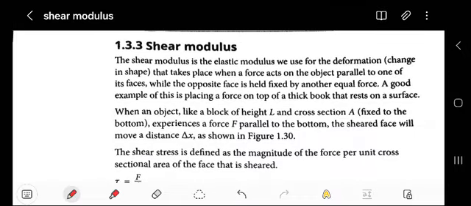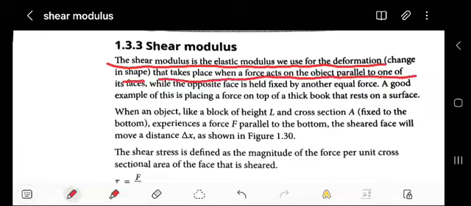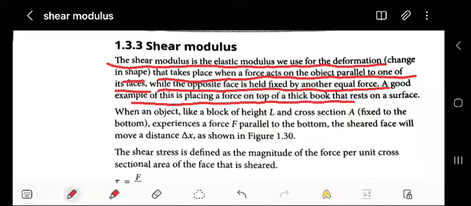The shear modulus is the elastic modulus we use for deformation, a change in shape. It takes place when a force acts on an object parallel to one of its faces while the opposite face is held fixed by another equal force. A good example is placing a force on top of a thick book that rests on a surface, like a block with height.